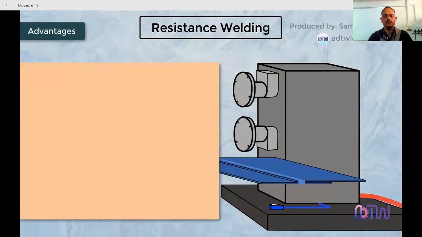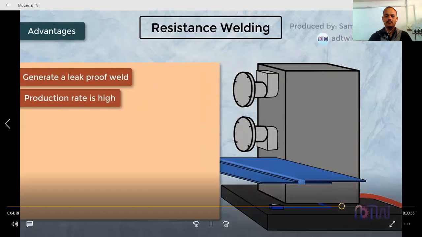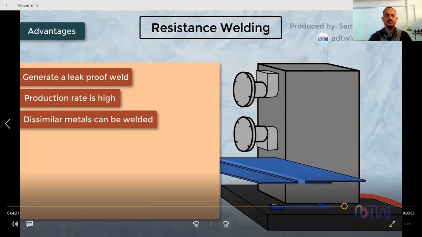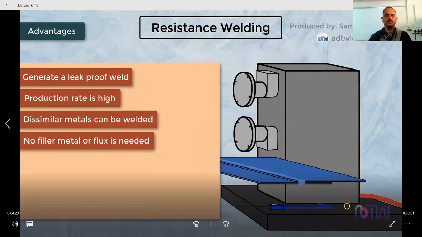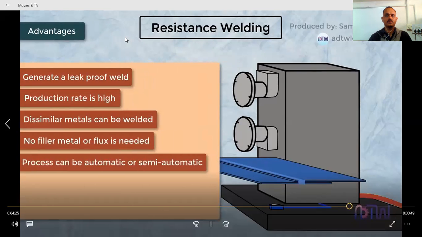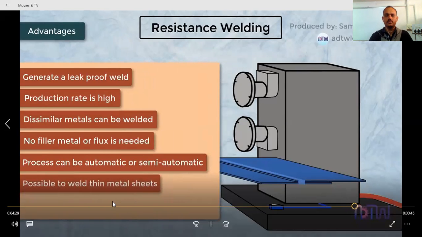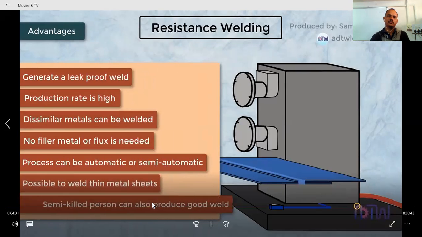Advantages of seam welding. You can generate a leak-proof weld. The production rate is high. Dissimilar metals can be welded together. No filler metal or flux is needed. The process can be automatic or semi-automatic. It is possible to weld thin metal sheets with this process. A semi-skilled person can also produce a good weld.